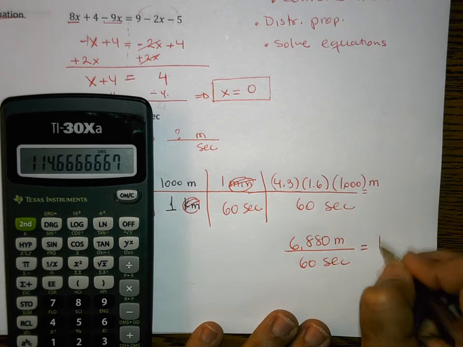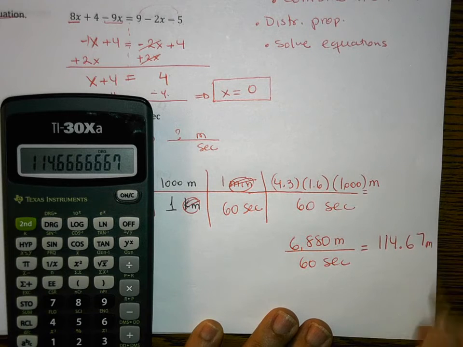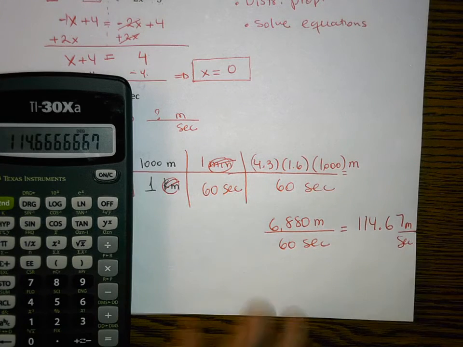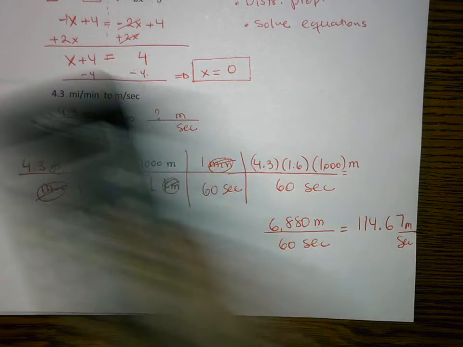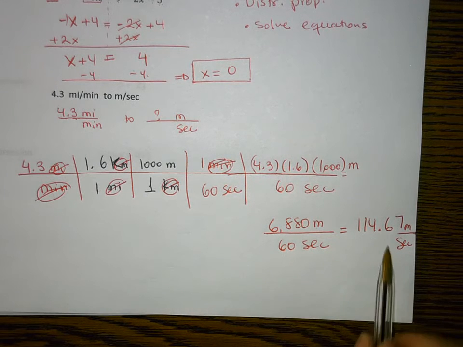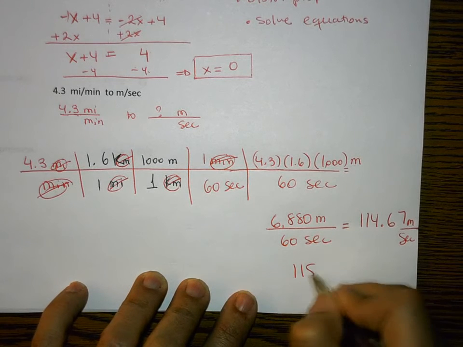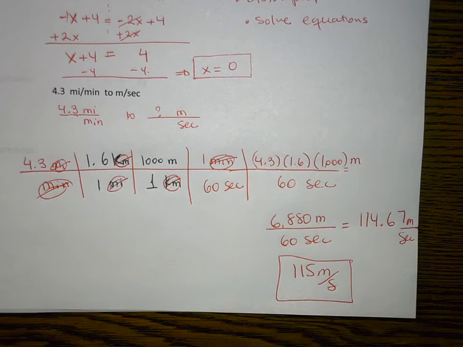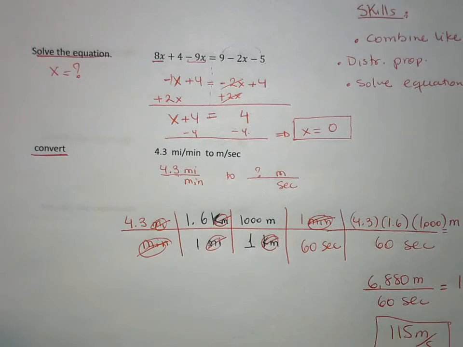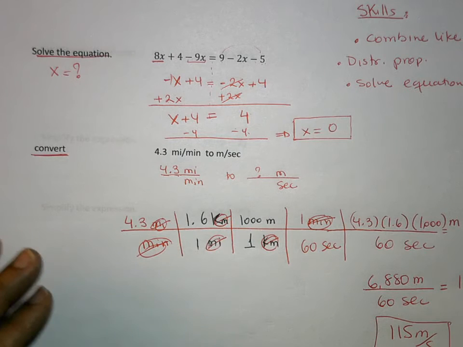We get 114.67 meters per second. Okay? So there we go. And on the test, we'll let you know if we want you to round it to the nearest meter or the nearest tenth. If they tell you to round it to the nearest meter, we would have 115 meters per second, and that would be our final answer, okay, whole meter. So all we need to do here is be able to play with these conversion values over here until we can get down to meters or whatever the unit is asking. All right?